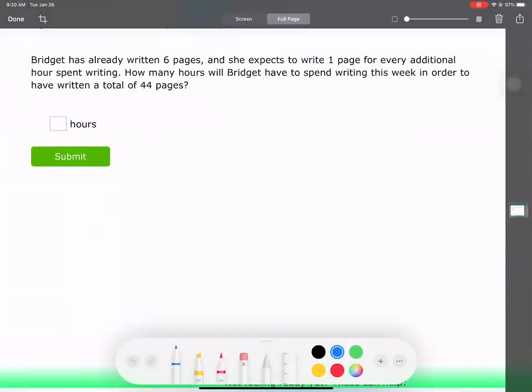Bridget has already written 6 pages, and she expects to write 1 page for every additional hour spent writing. How many hours will Bridget have to spend writing this week in order to write a total of 44 pages? Okay, so she wrote 6 pages already, and she writes 1 page per hour, but the goal is to write 44 pages. Let's first write our easy equation.